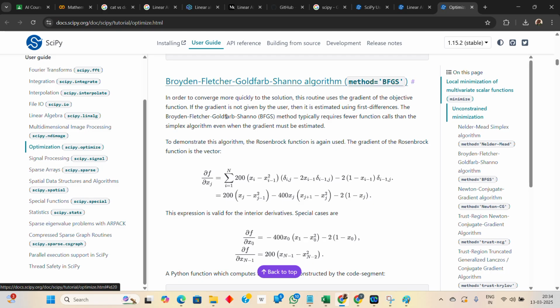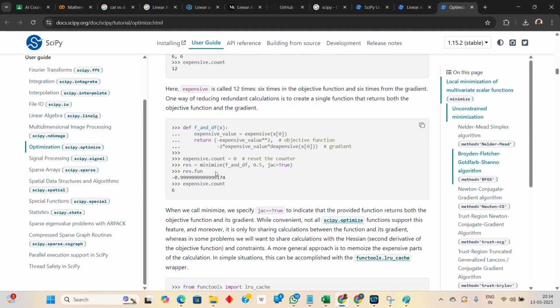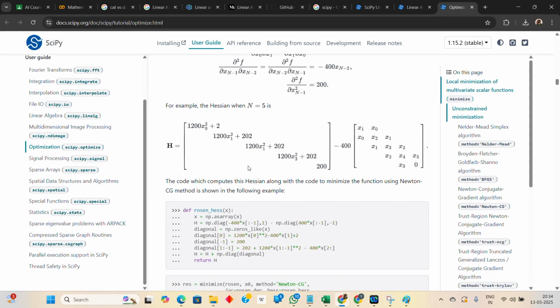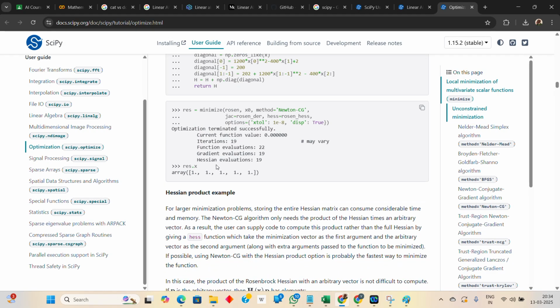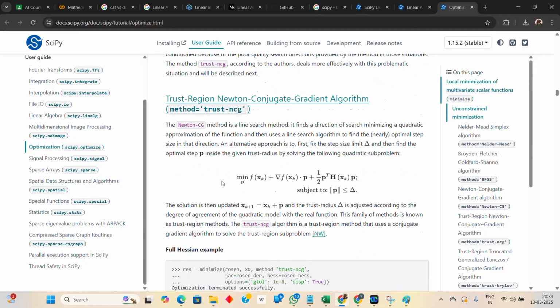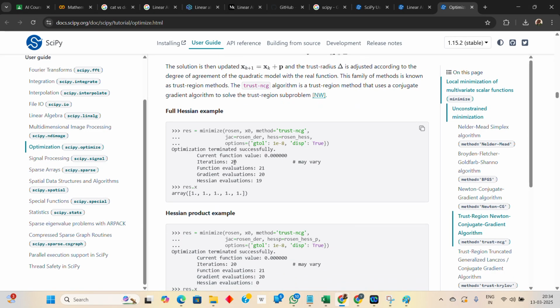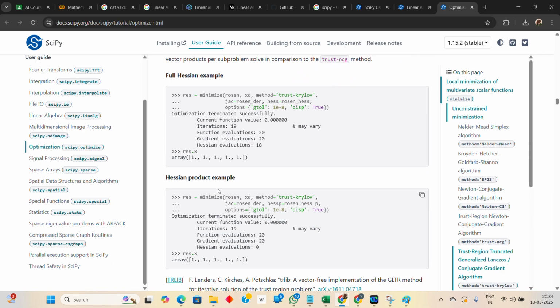Goldfarb-Shanno algorithm. Very good algorithms. Mathematically, this is a lot to write. Some of the algorithms actually are not here, but the basic algorithms are also there. Yes, this is the one, the Hessian matrix. This you can also implement using SciPy.